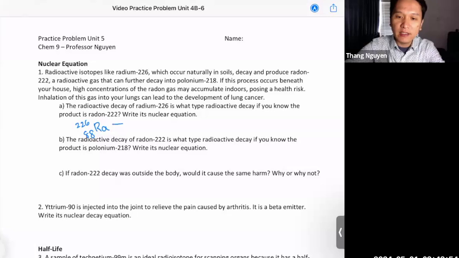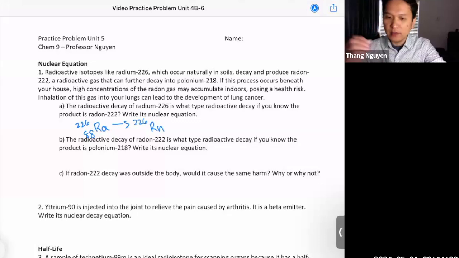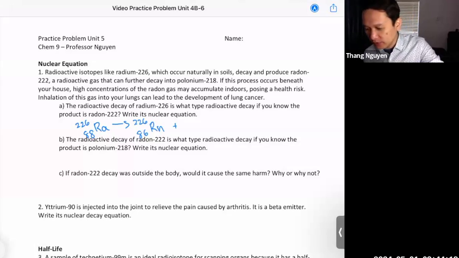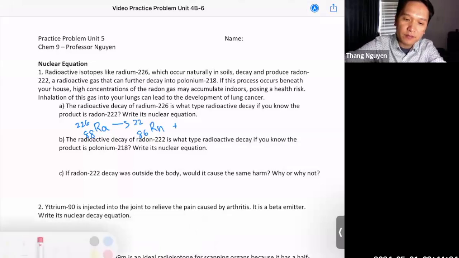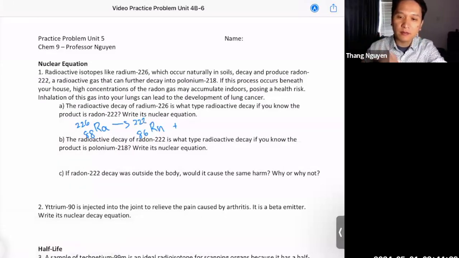It decays until we get, what do we get? We get radon, which is Rn-222, and radon has element number 86 protons. Okay, so remember, it has to be balanced. So there has to be something, 226 plus what? Whoa, why is it 226? 222. My bad. Radon-222 is its mass number.